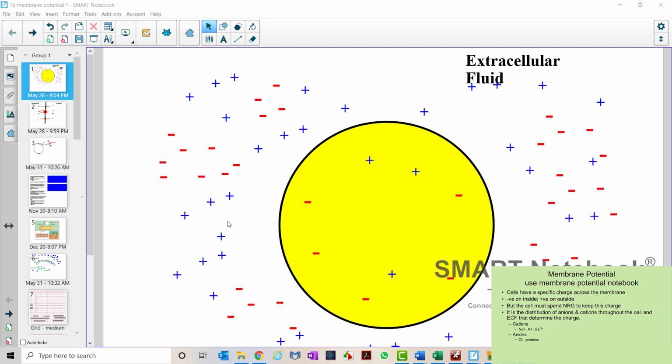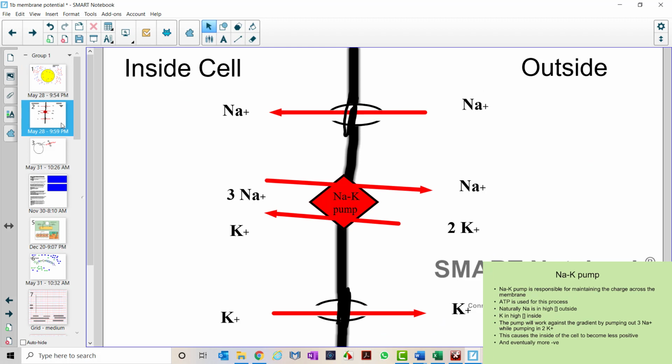So let's just take a look at what's happening. There is a mixture of positive and negative ions, both inside and outside the cell. What the cell will do is spend energy to establish a concentration gradient. And what makes a neuron special is that it can change its membrane potential. Most cells will just remain the same, but a neuron can change it. So in order for a cell to establish a membrane potential, it uses a very special pump, something we talked about in biochemistry, and that was the sodium-potassium pump.